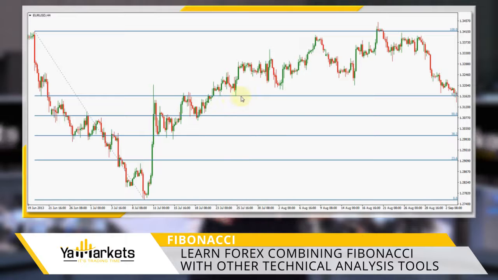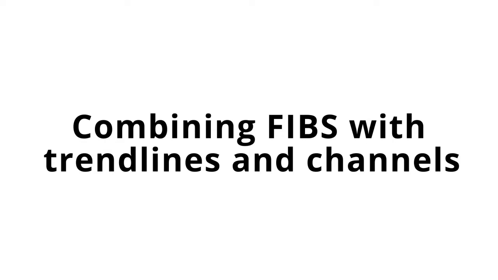Many traders have problems choosing their stop-loss levels. Fibs are especially useful in situations like this, as you can simply put your stop-loss a couple of pips below the 61.8% retracements. Combining fibs with trend lines and channels.